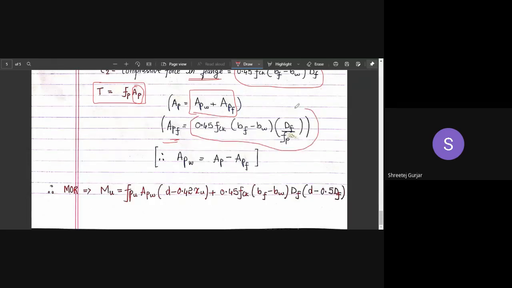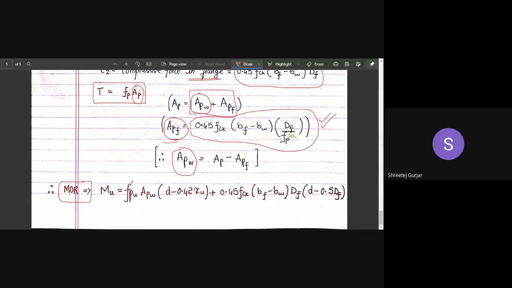So this is a standard relation. There is no derivation for you. You have to remember this particular equation. Okay, remember this. So we know APF. So what is APW? AP total minus this particular flange area. It will give you the remaining web area, right? Web area is total area minus this flange area. Okay. So all these things we know. Once we substitute this back, we will get the total moment of resistance.